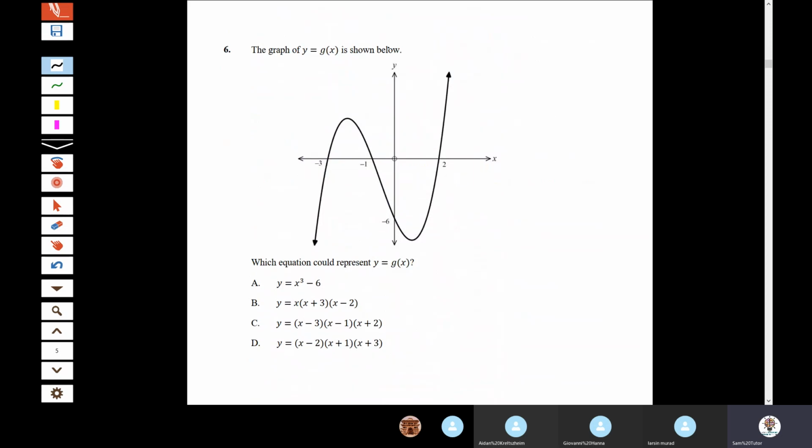The graph of g of x is shown below. Which equation could represent y equals g of x? Okay. There's 2, -1, -3. Anyone remember what the factor needs to be? Is it going to be x plus 3 or x minus 3 for it being a root here?